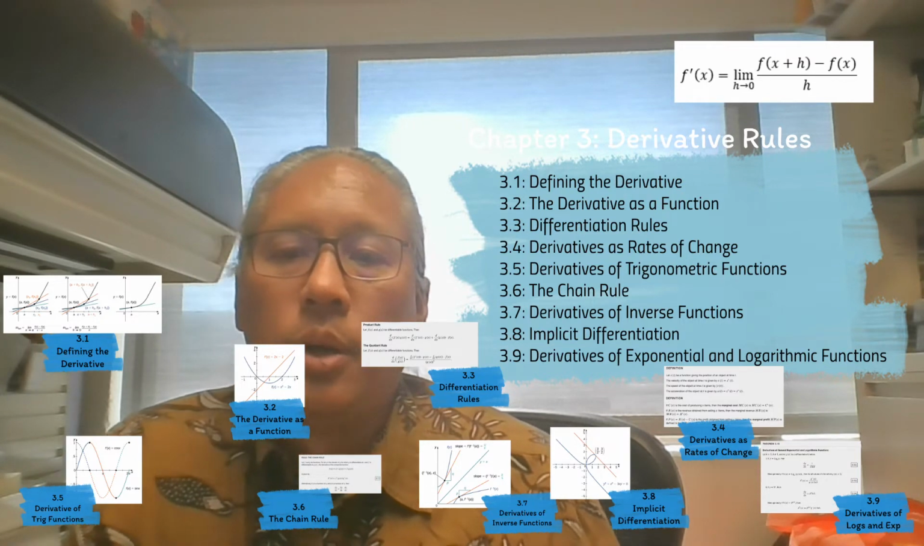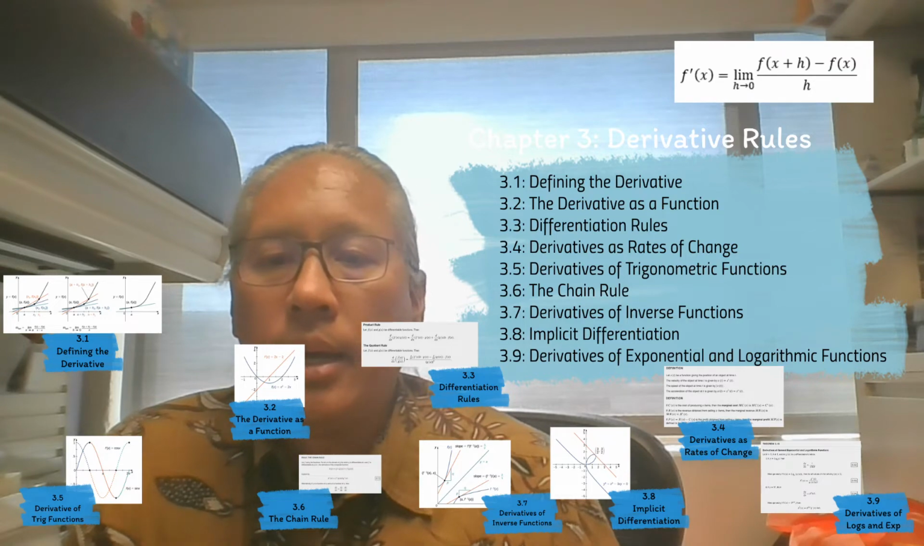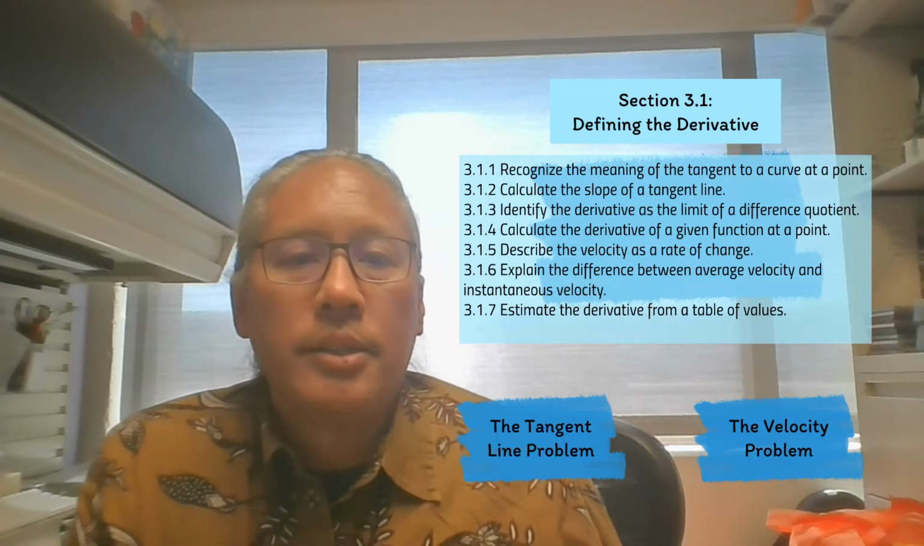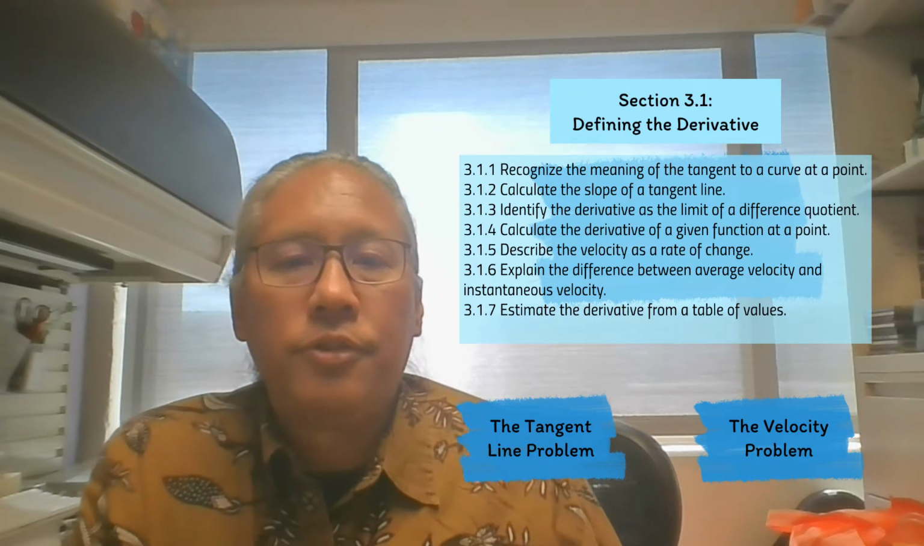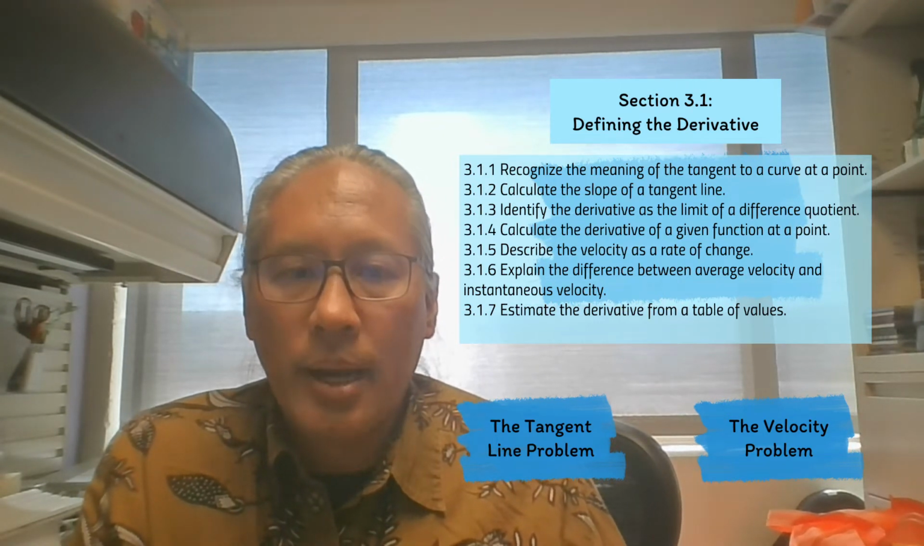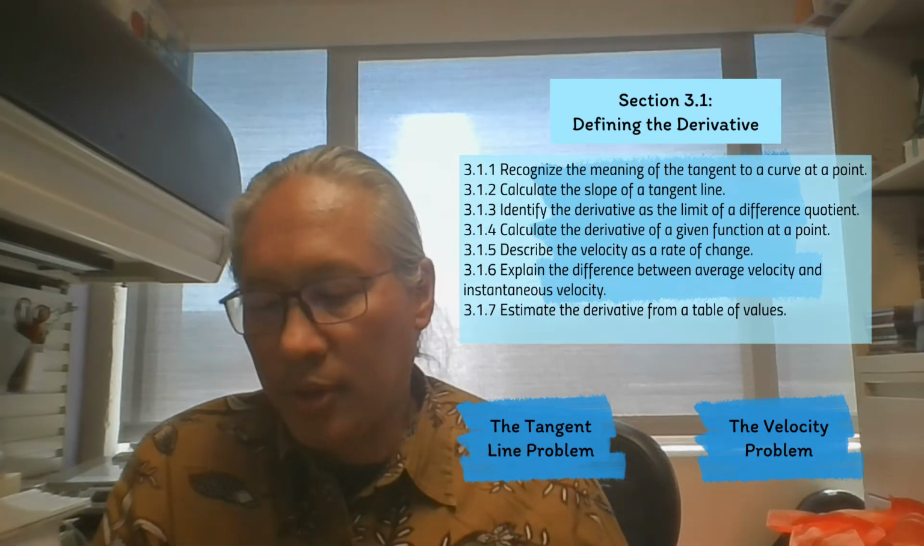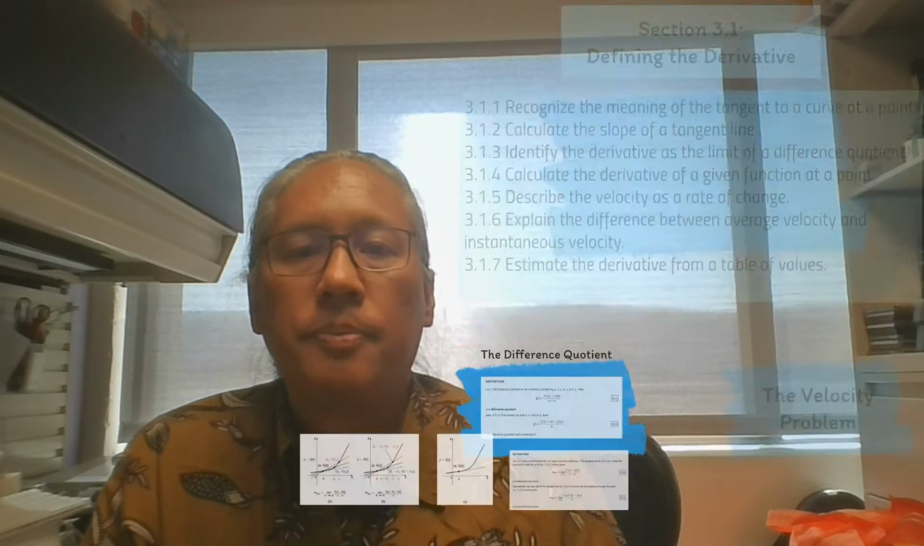In this video, we will take a peek at section 3.1. Section 3.1 talks about defining the derivative. So we're going to go back to the tangent line problem, and then we're also going to take a look at this from the velocity point of view.